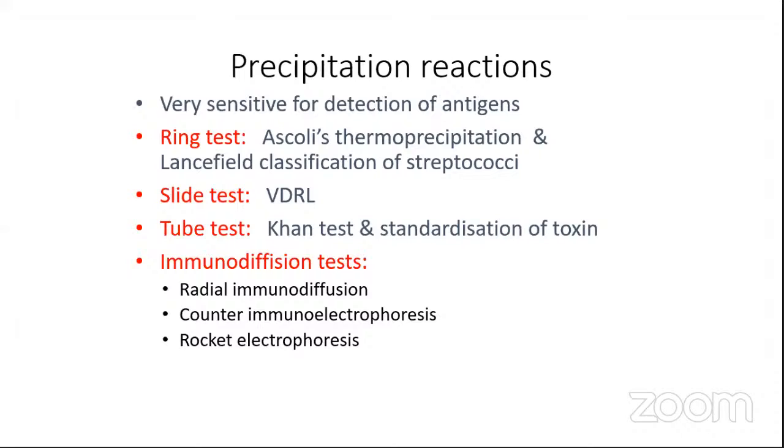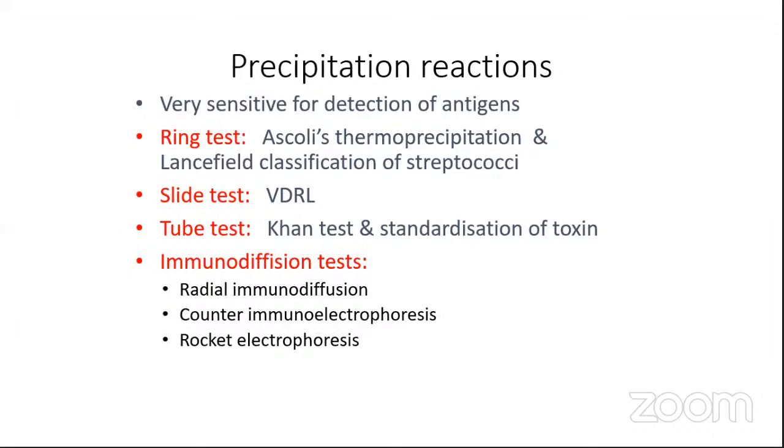Lancefield classification of streptococci classifies them into 21 different types from A to G, based upon the carbohydrate antigen of the streptococci. And for the slide test, the classical example is VDRL, which is Venereal Disease Research Laboratory, done for diagnosis of syphilis. In the same way, the precipitation reaction can occur in a tube, and this is exemplified by Kahn's test, which is also done for syphilis, and standardization of toxin.